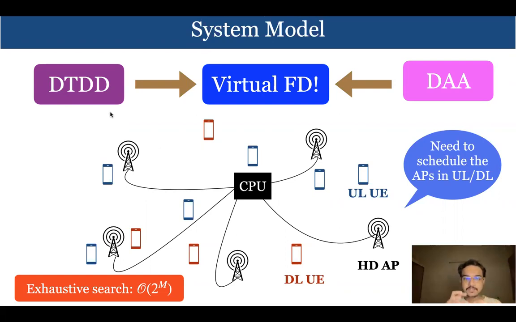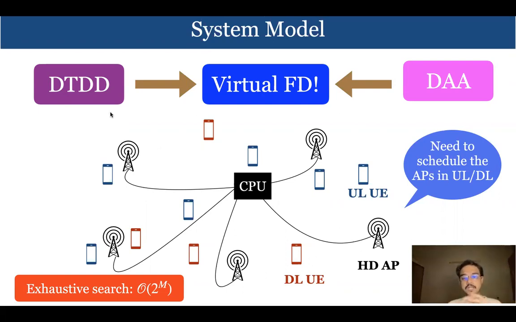Dynamic TDD allows us to configure the frame structure of each of these APs based on the localized traffic demands in its vicinity. So our problem is to schedule the APs in uplink or downlink mode based on the localized traffic demands so that the sum spectral efficiency is maximized.